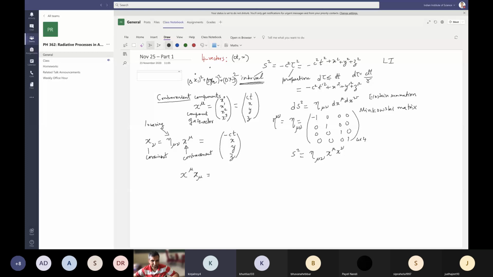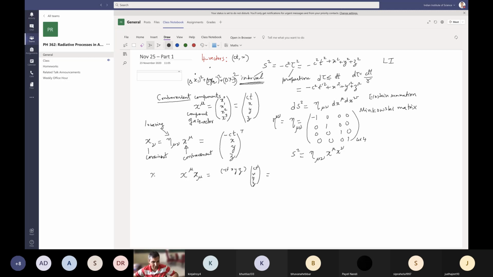Sir, shouldn't the second one be a row matrix, not a column matrix? That's correct. So I'm actually just writing it as this, but yes, that's correct. So you have minus ct x y z, and this is ct x y z, and if you just compress it, you can actually write row or column, whatever you like, but the point is you can only contract the indices when you're dotting.